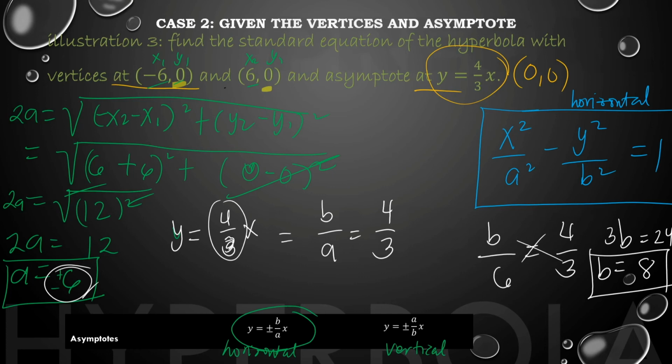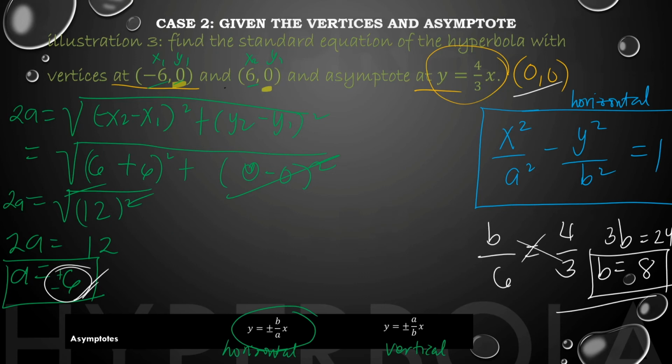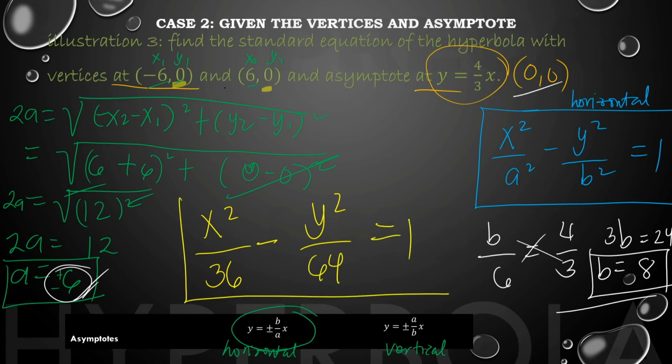So, therefore, nahanap na natin yung a and b. So, sub lang natin. Yung h and k naman ay parehong 0. So, direct substitution na lang. So, magiging x squared over a squared. Yung a is 6. 6 squared is 36. Minus y squared over b squared is 8 squared. So, magiging 64 is equal to 1. So, therefore, ito na yung ating final answer.